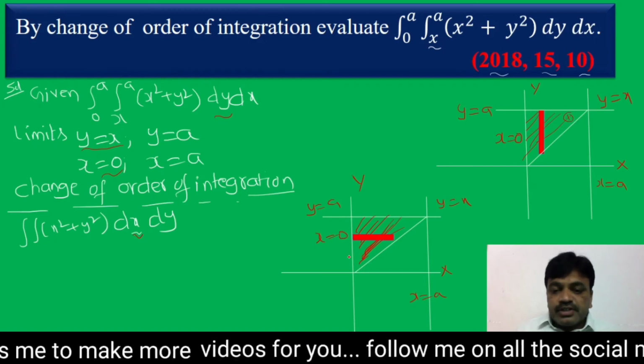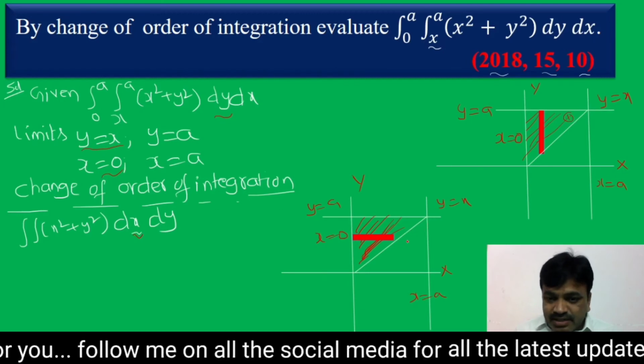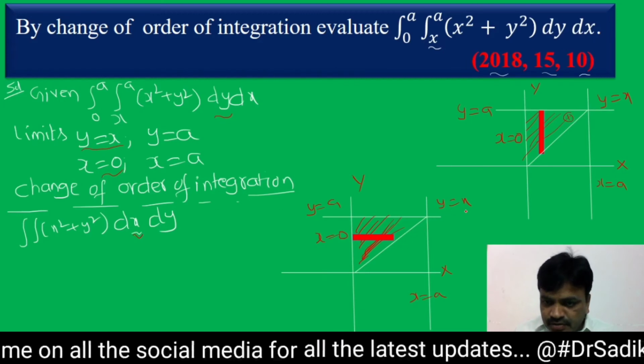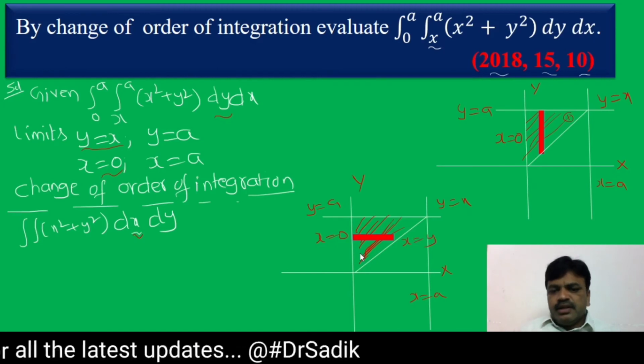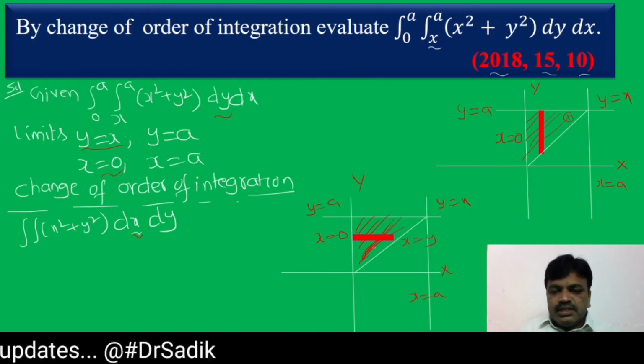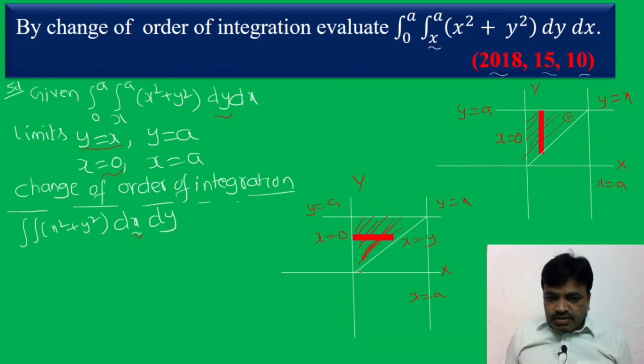Now see friends, here x is equal to 0. Now what is x here on the curve? Not y is equal to x, so it can be written as x is equal to y. These are the x limits. What are the x limits? x is equal to 0, x is equal to y. Now you slide the strip from here, friends. So here y is equal to 0 up to y is equal to a.